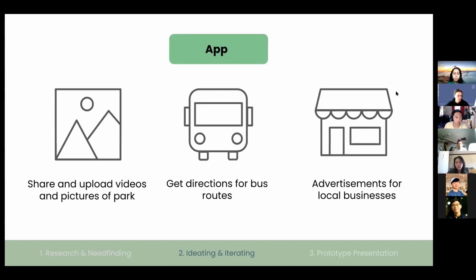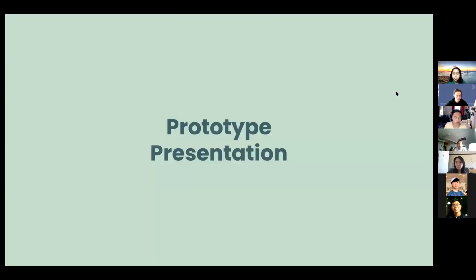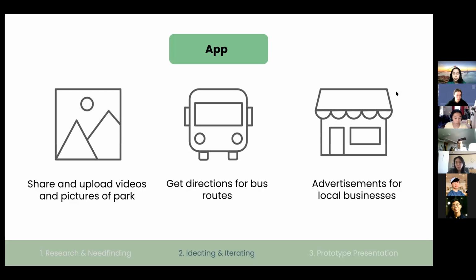In our app, we have three main features: the ability to share and upload pictures of the park, get directions for bus routes, and advertisements for local businesses around the park. You can upload videos and pictures to promote your community engagement. And you also can receive bus route information as a good resource for transportation. And that's pretty much it.